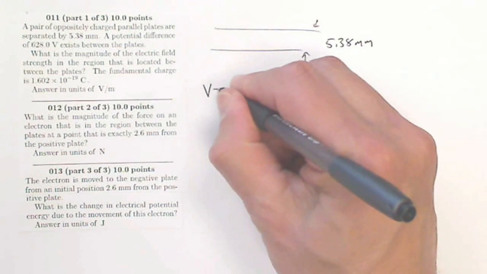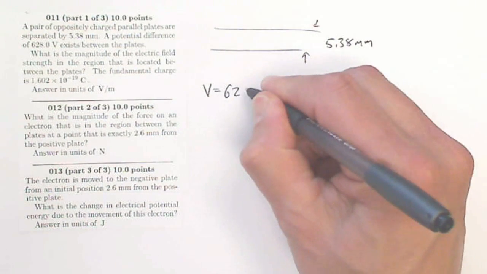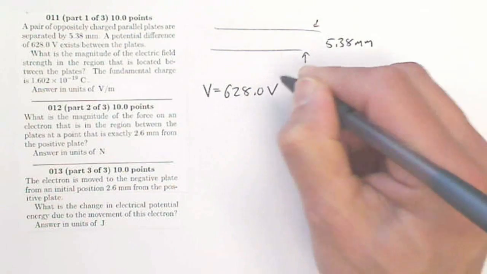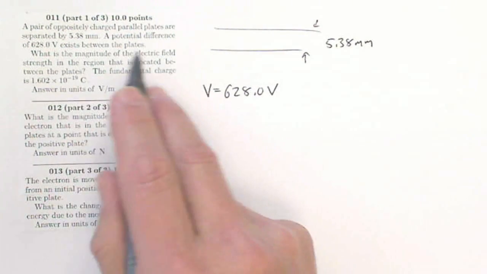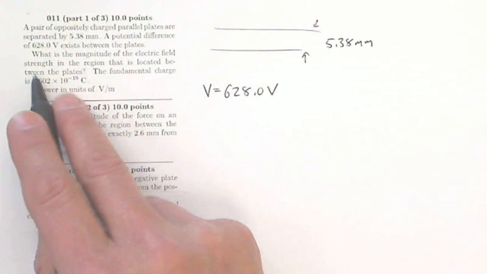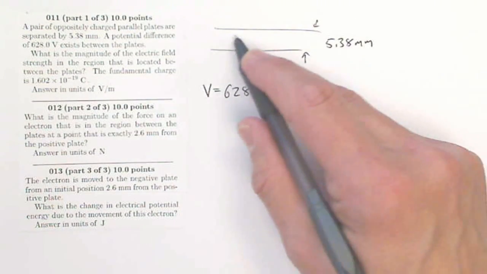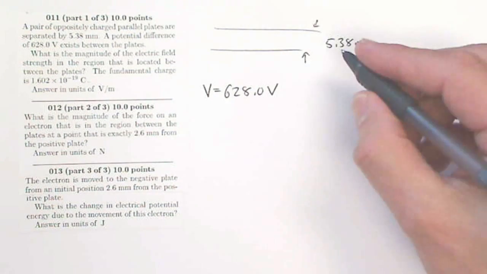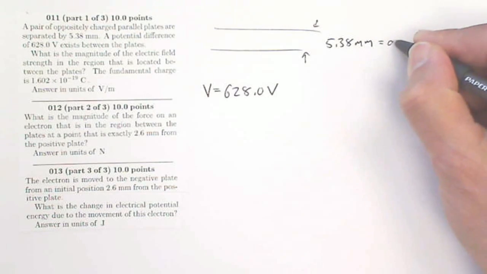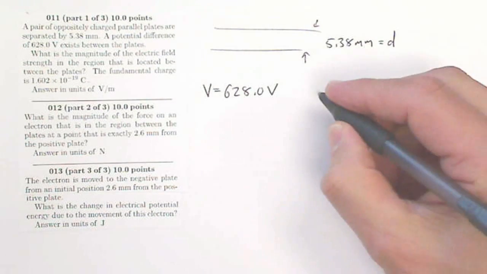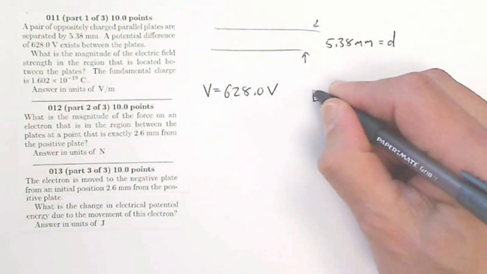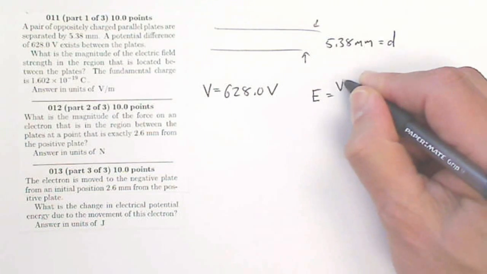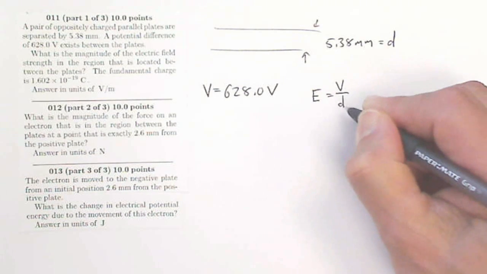So I know that my voltage, my potential difference, is 628.0 volts. What is the magnitude of the electric field strength in the region that is located between the plates? So I want to know about the E field here between the plates. Well, this is my distance and this is my voltage. I know that my E field is given not only in newtons per coulomb, but in volts per meter. So it's the voltage divided by the distance.